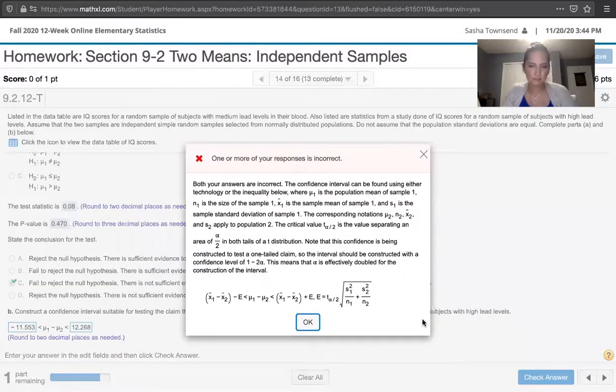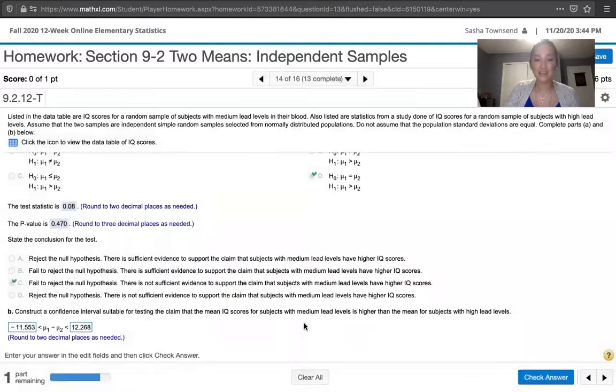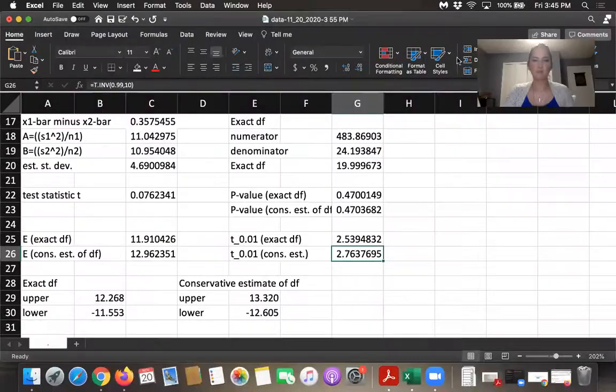Oops. Okay. That's what I did, I thought. Okay, it's giving me the same advice that I followed over there, but I guess it didn't like the answer that I got with the exact number of degrees of freedom. So let's type in the other answer instead.